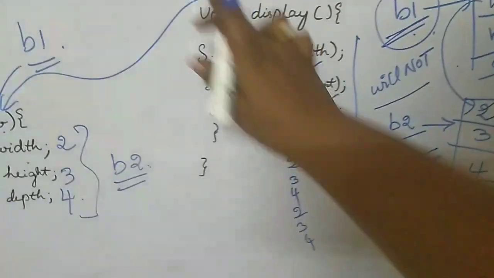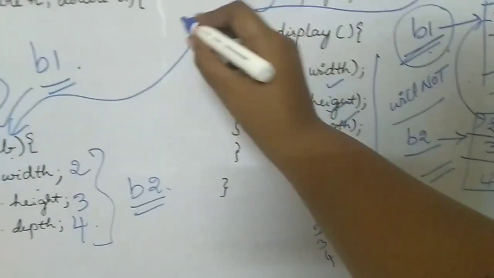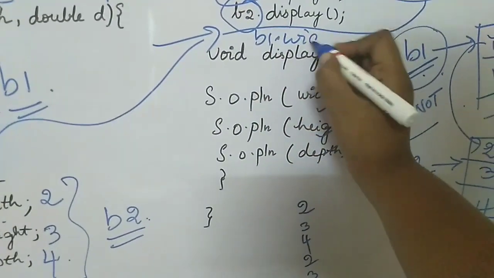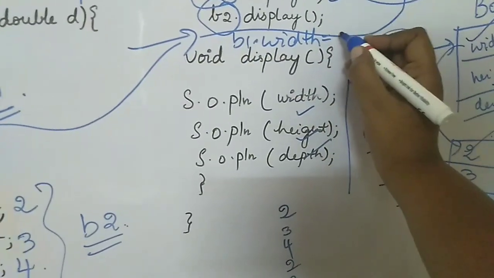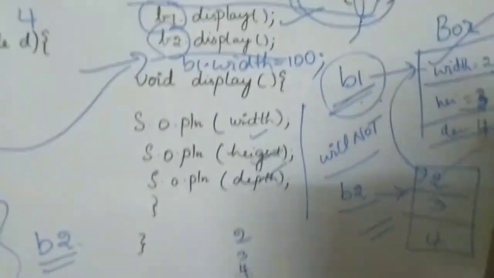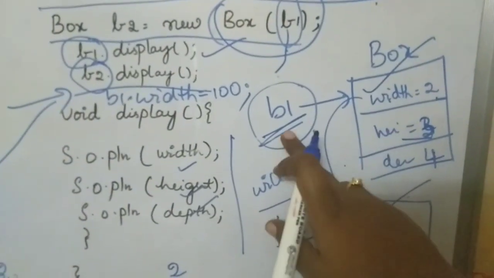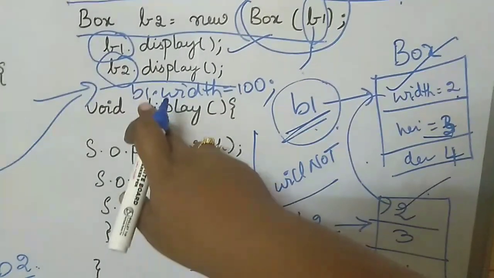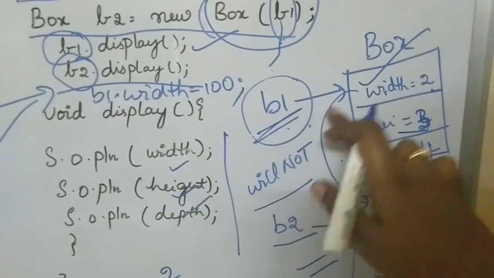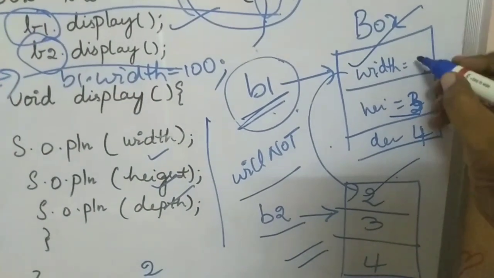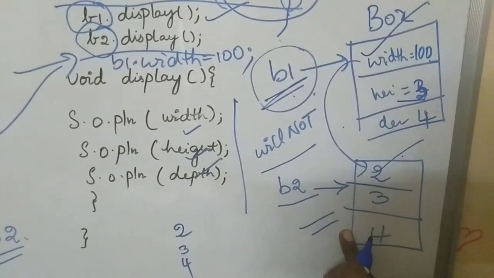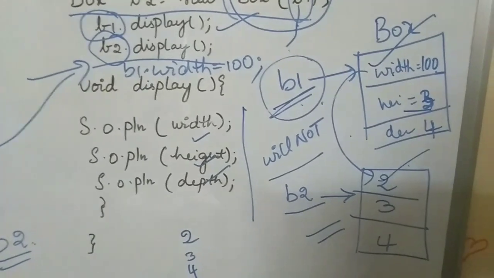Say after this line, I am making certain modifications. Here I say B1.width is equal to, now I am changing the value of width to 100. What will happen inside the memory? B1.width is changed from 2 to 100. But B2 is not affected, because they are two different copies.